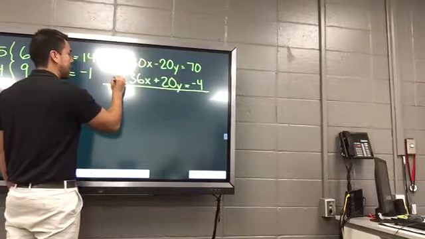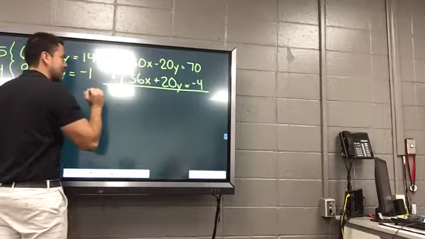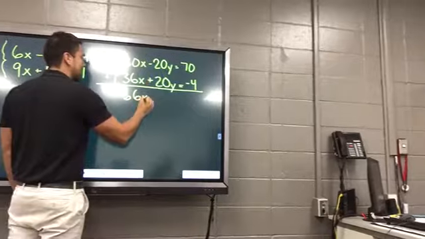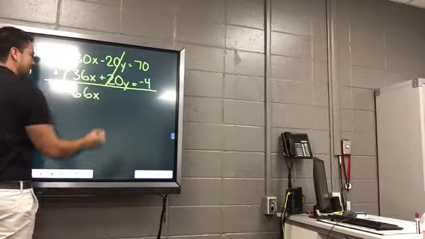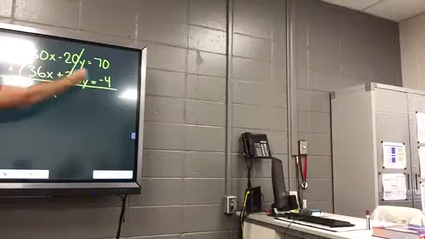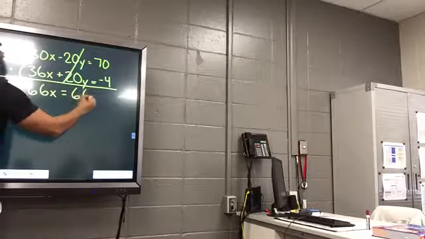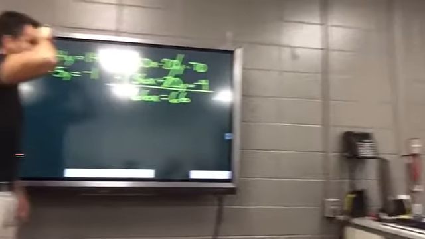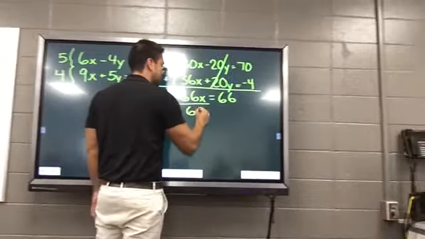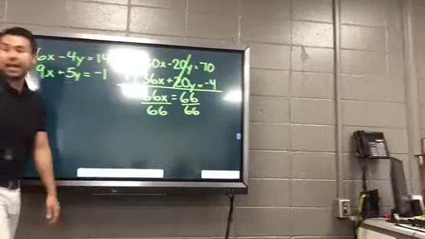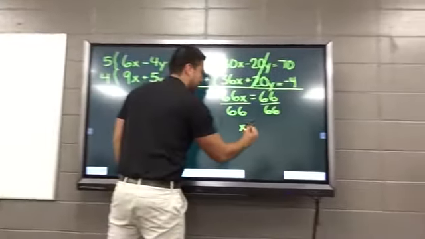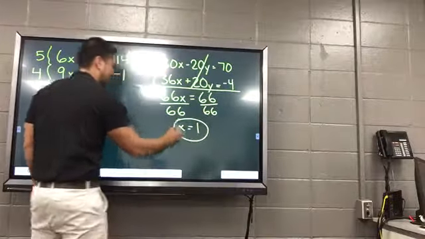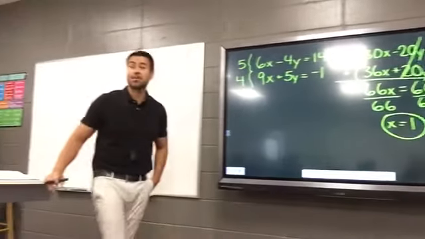So we're adding. What's 30x plus 36x? 66x. We already said negative 20y plus 20y is eliminated. 70 plus negative 4? 66. Oh, thank you. What do you do to both sides? Divide by 66, and you get x equals 1. Yay. We got one of them. How do I figure out the other one?